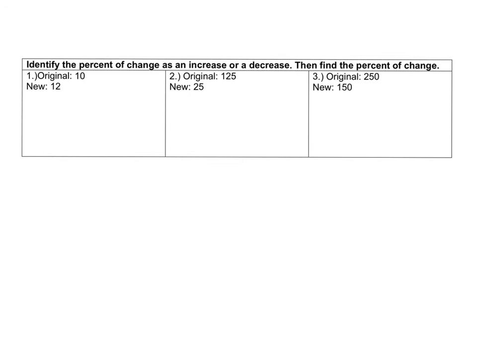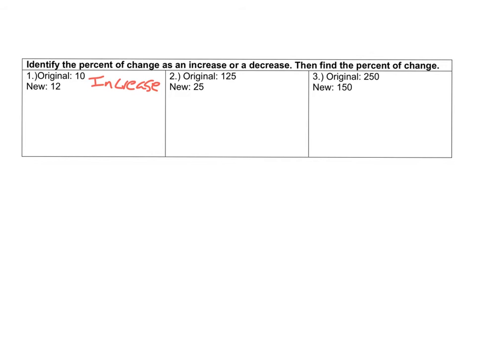Here we have our last 3 examples, and in this case, there's no word problems. There's no context. All it tells us is an original amount and a new amount. And we want to identify if the change is an increase or a decrease and then find the percent of change. So if I'm looking at example 1 here, the original was 10, the new is 12. I know that this is an increase in the amount, going from 10 to 12.